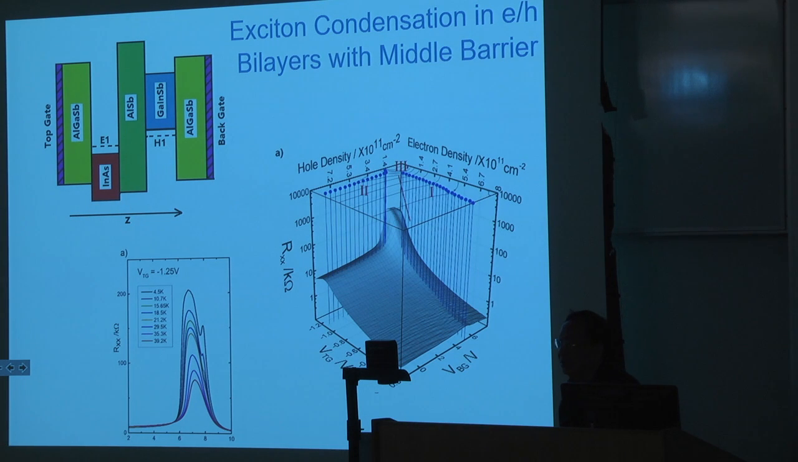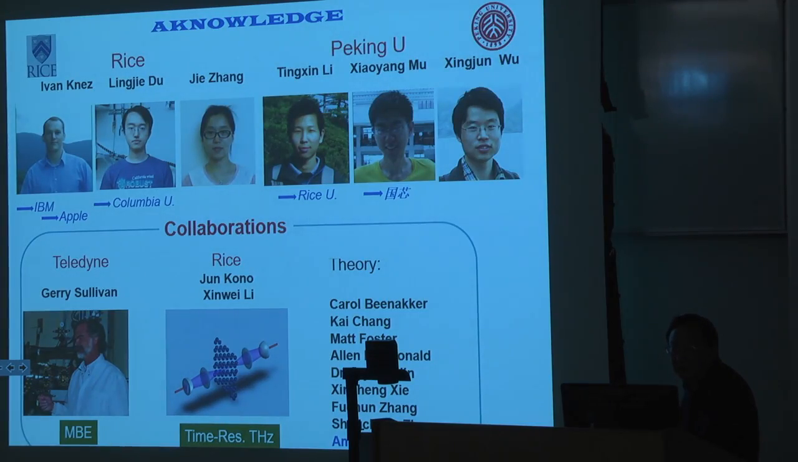One is the bulk, which can be a very exotic superconductor. And the edge state can be an exotic one-dimensional system for studying interactions. So for this, I thank you for your attention.